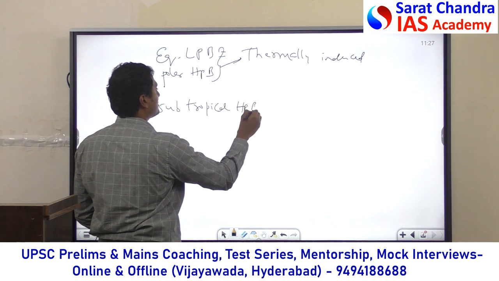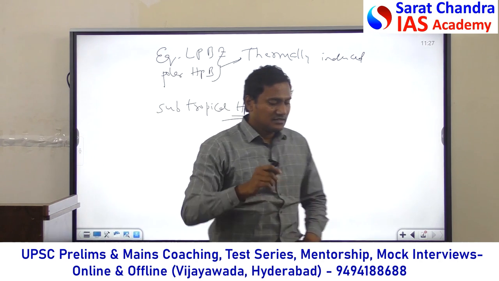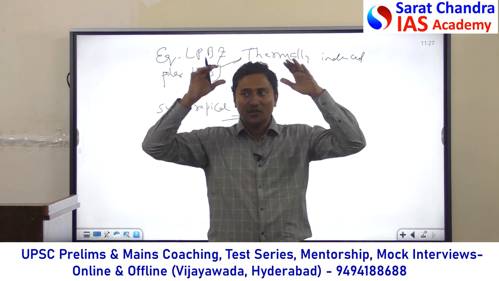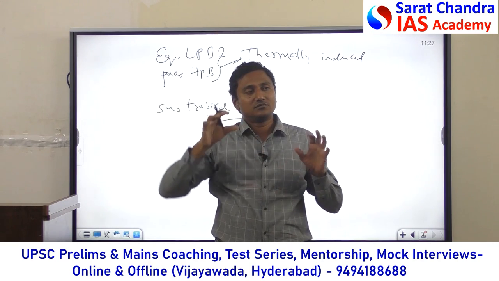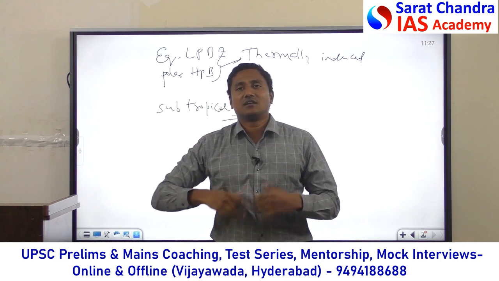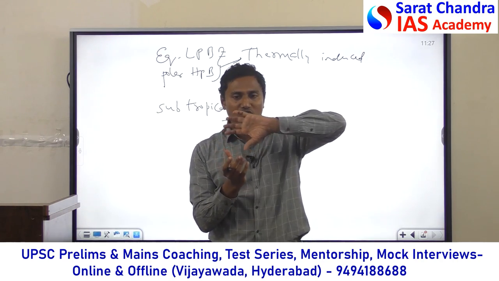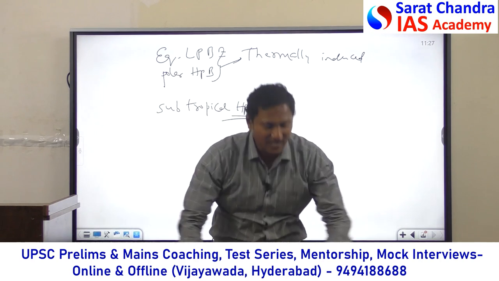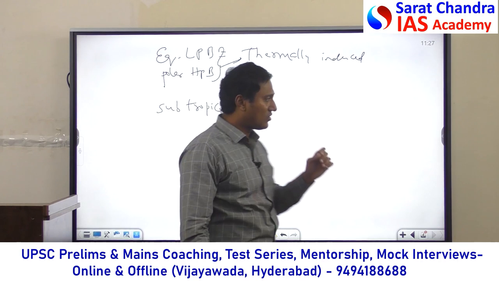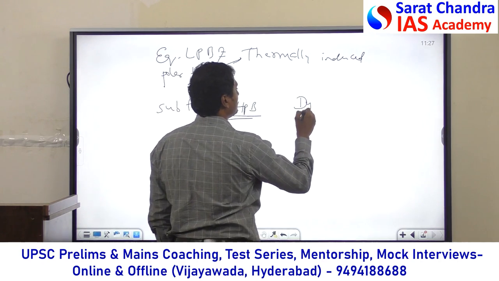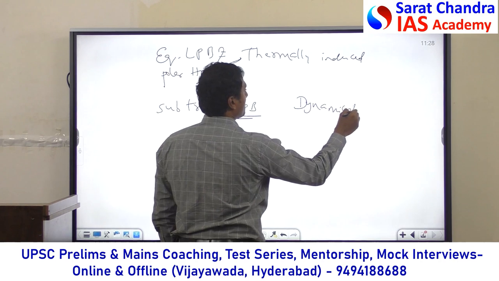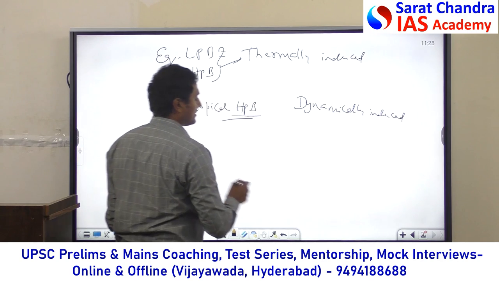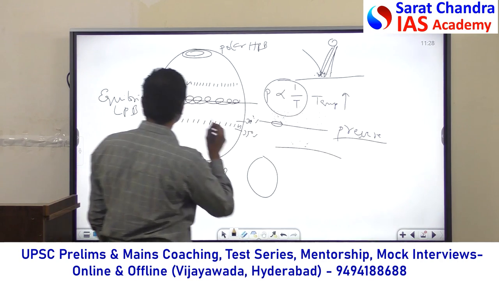Friends, tell me, is this subtropical high pressure belt because of temperature? No, because of wind subsiding, winds coming from the top. That means it is because of dynamic reasons, because of rotation of the earth. Because of rotation of the earth, winds are subsiding, and because winds are subsiding, high pressure has developed over that region. So we call it a dynamically induced pressure belt.